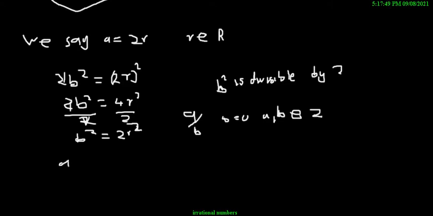This is a contradiction because we said that if they are rational numbers, they shouldn't have a common factor, but here they do, meaning they are not rational numbers, and hence they are irrational numbers. So this method is called proof by contradiction. This is the main method we use for proving irrational numbers.